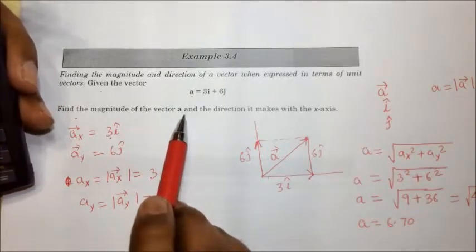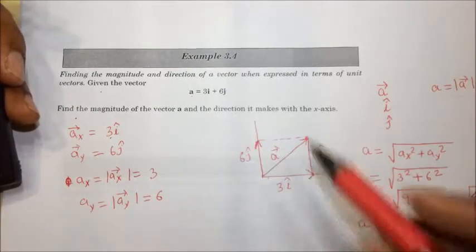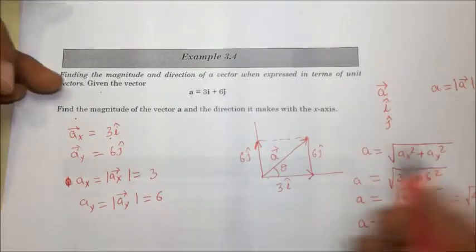And the direction it makes with the x-axis. What is the direction of A from the x-axis? Suppose this is theta. Can we find theta?